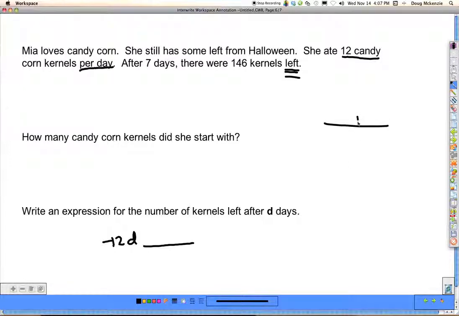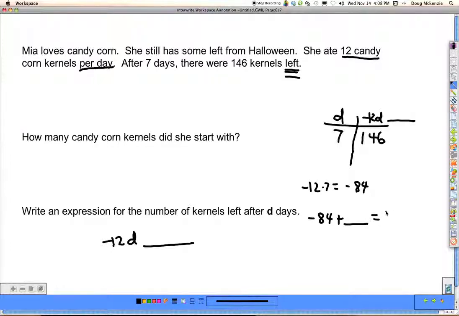Here's my table. My variable is d. That stands for days. So 7 days, that's my data, 7 and 146. Well, I start with my rule, that's negative 12d and something. I'm going to go negative 12 times 7. That equals negative 84. Now my rule is negative 84 plus or minus something is equal to 146.